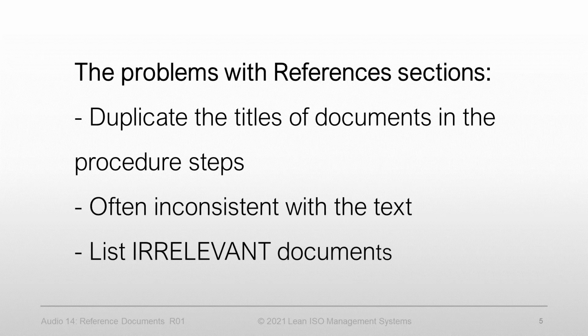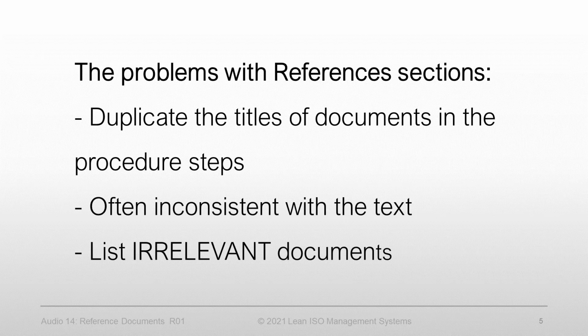The second issue is that the references sections are often inconsistent with the text's documents. As you could have noticed above, the references section did not include the records retention procedure, but it was named in the text. Inconsistencies are lousy business practice, and this is the second reason to avoid the use of references sections. And finally, the third problem: references to irrelevant documents.